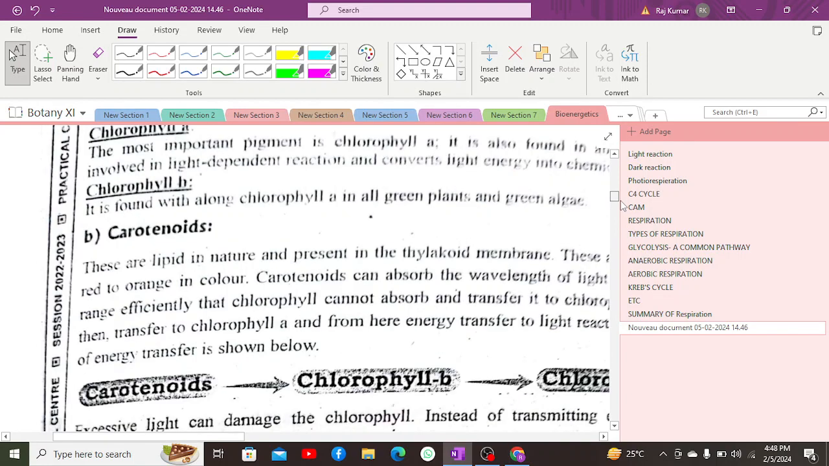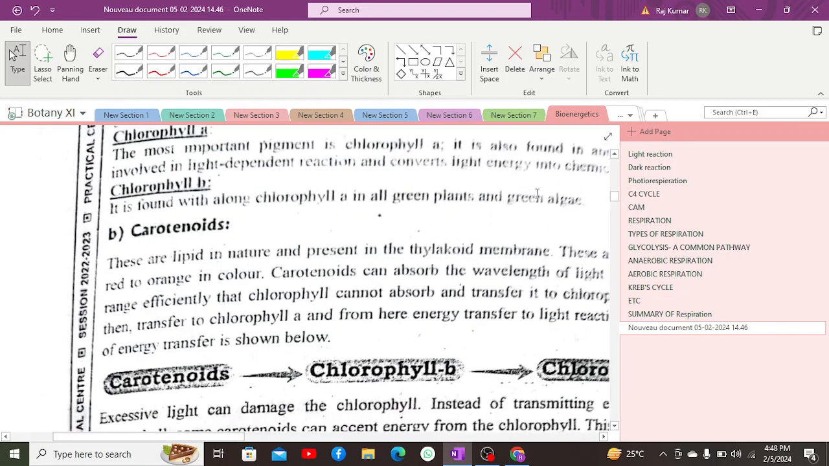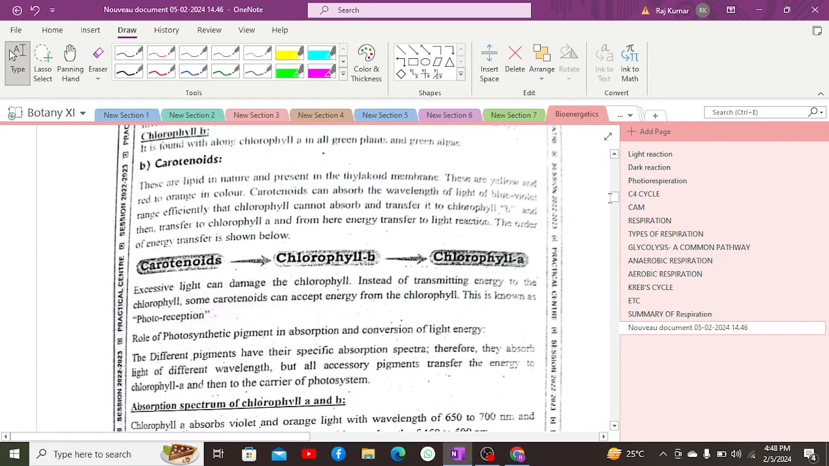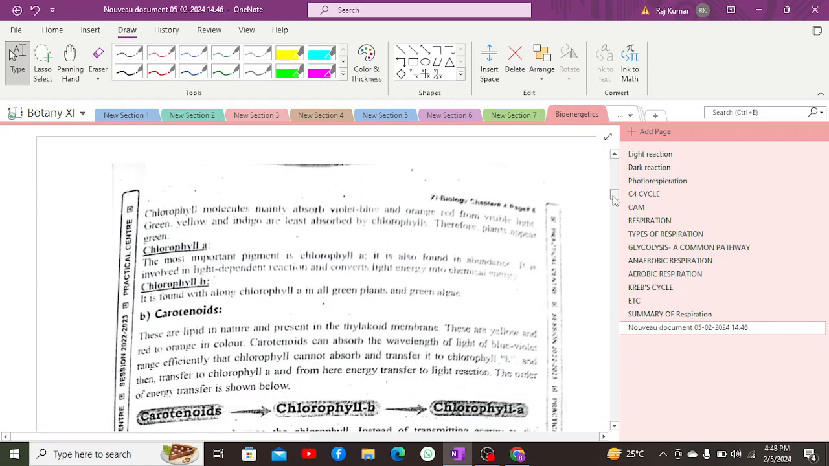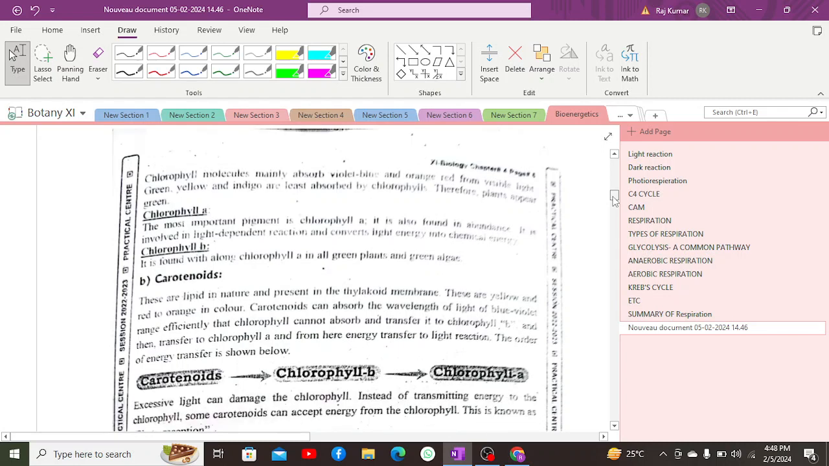The most important pigment is chlorophyll. It is found in abundance. It is involved in the light-dependent reaction and converts light energy into chemical energy. Moreover, chlorophyll B is found along with chlorophyll A in all green plants and green algae.